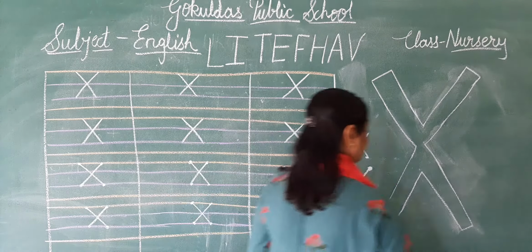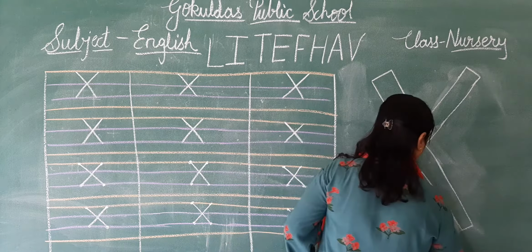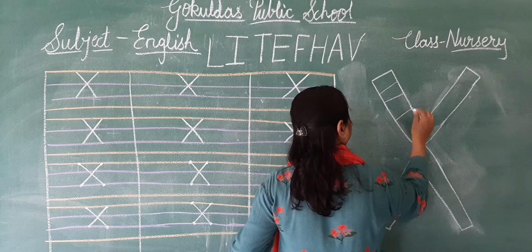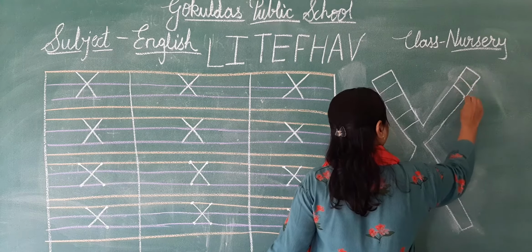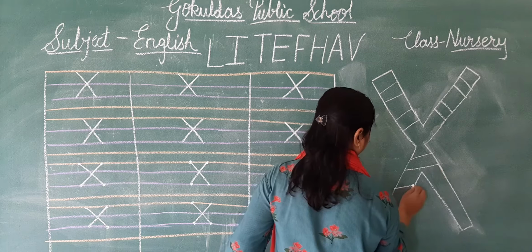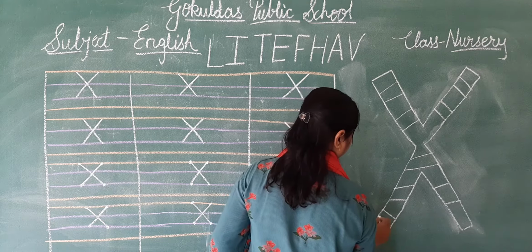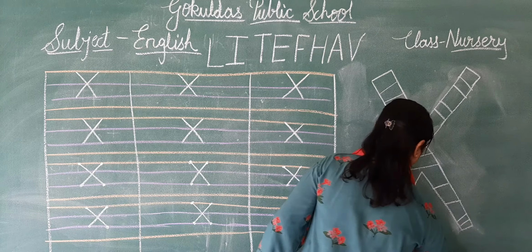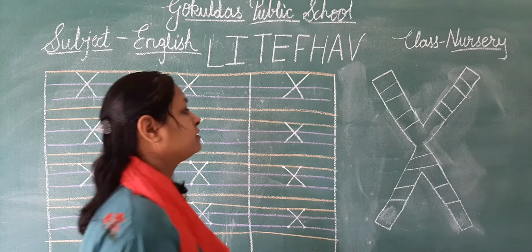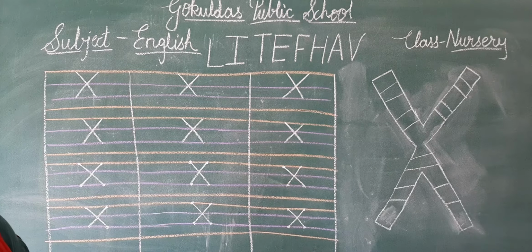Now what we will do? We will do one activity, right? Now, Mama will draw the X like this. We will draw the xylophone. Make the lines like this in the X. Draw line like this. Now what you have to do? You have seen the xylophone? Yes. So you have to color it.